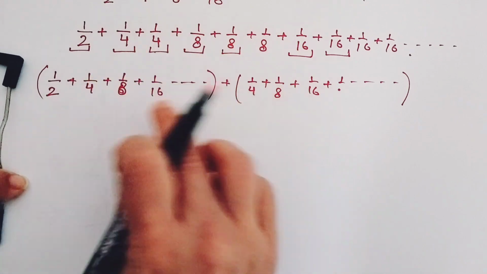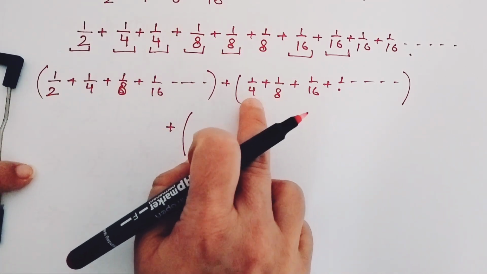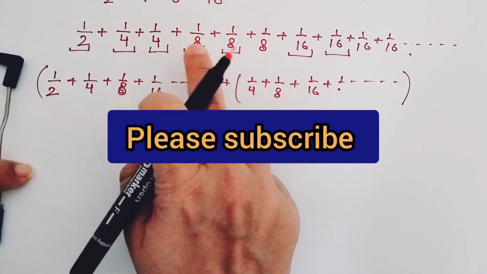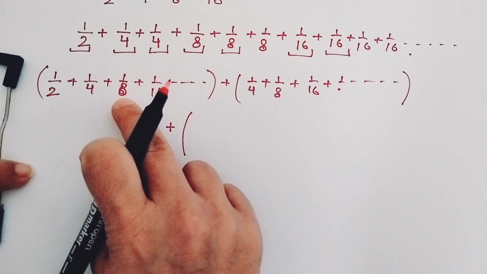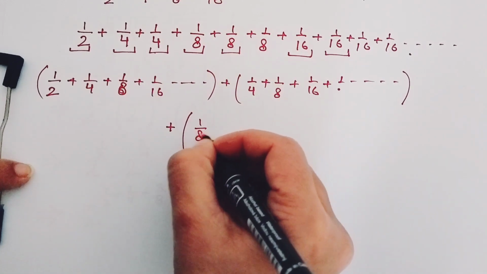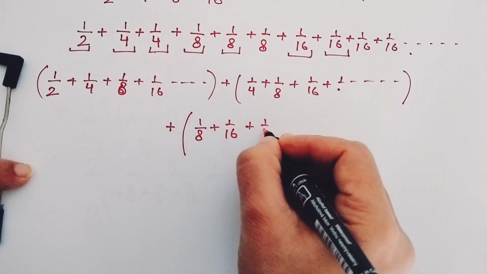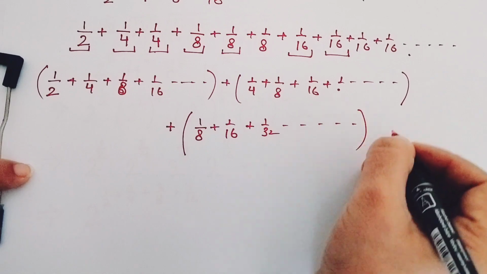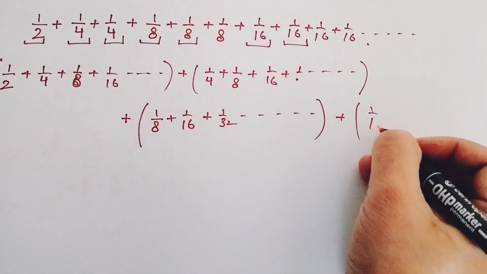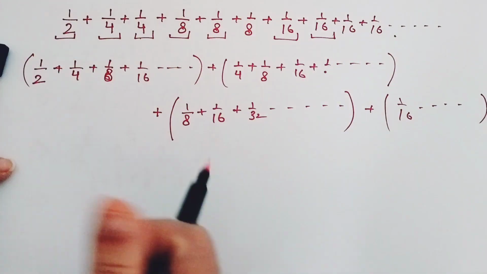Now here we started from 1 by 2. Here we started from 1 by 4 because we had only 2 1 by 4s. Now we have 3 1 by 8s. We have taken 1 by 8, 1 by 8 and now we will take another 1 by 8, plus 1 by 16 plus 1 by 32 up to so on. Plus now 1 by 8 is finished. So 1 by 16 up to so on. Like this we can divide this sum.